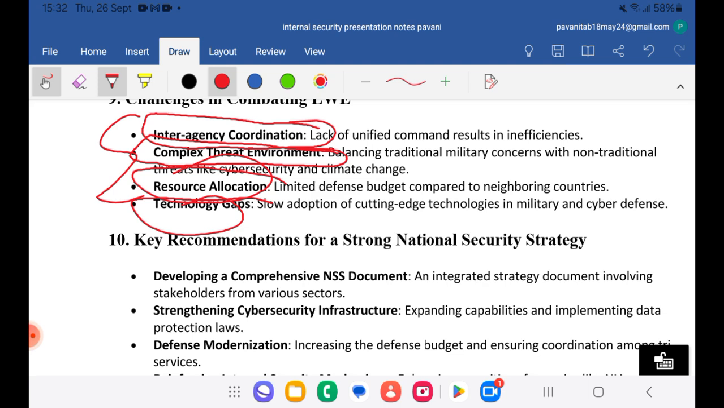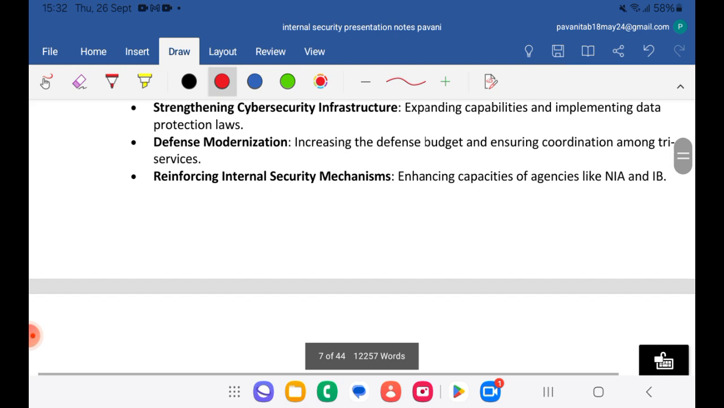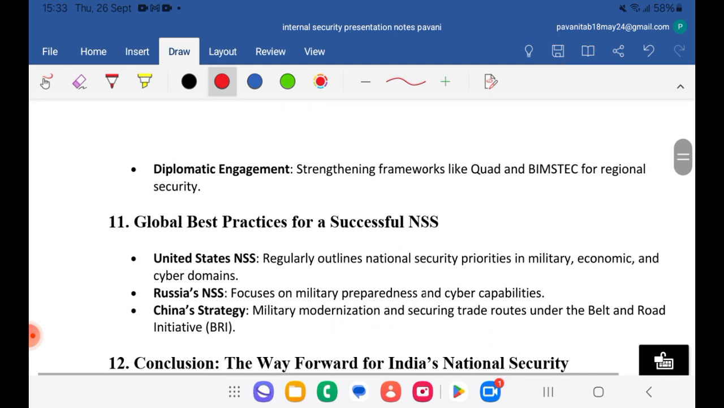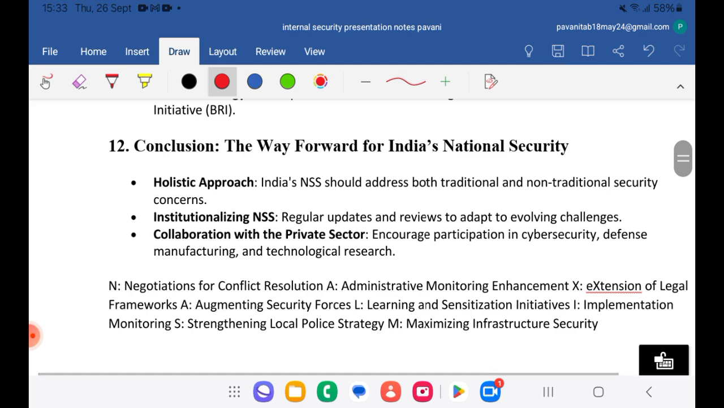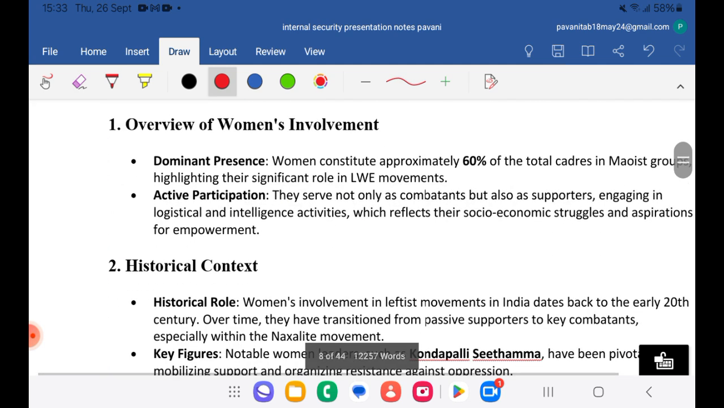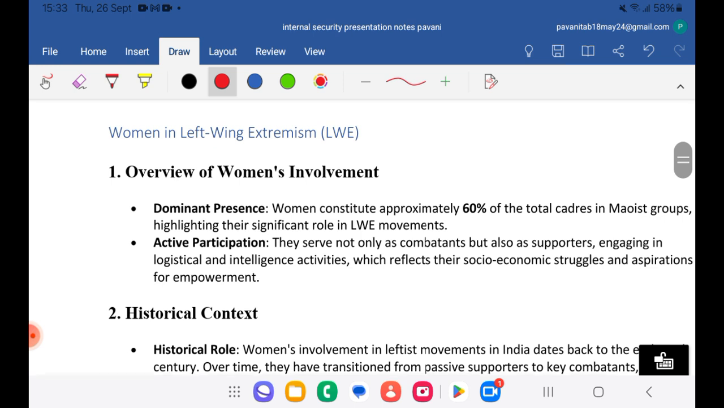Then we have key recommendations. Yeah, that is all for left-wing extremism. This is kind of repetition. I'm sorry. Yeah, next we will be talking about women in left-wing extremism.